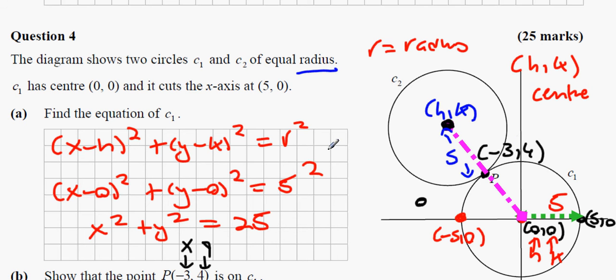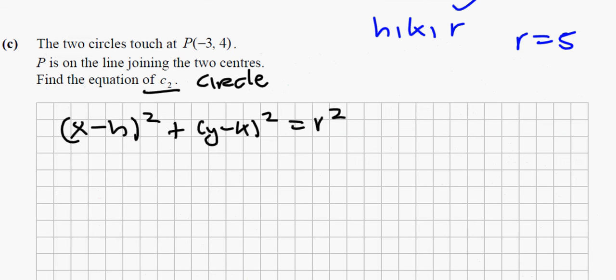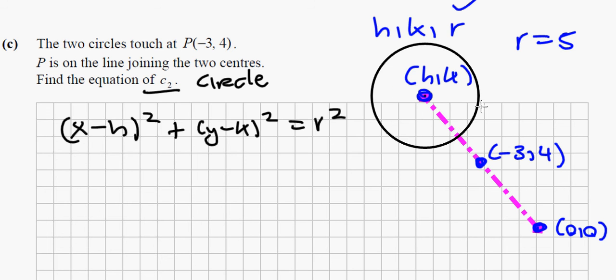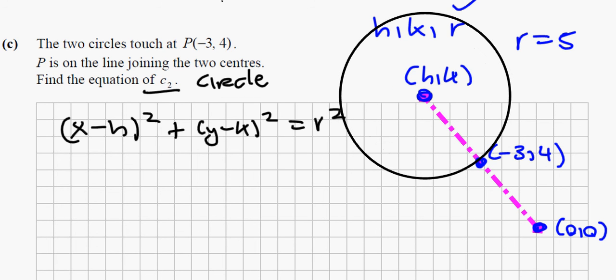Alright, so what I know is that there's a line that joins both of them to each other. Okay, and the center of the circle is 0, 0. Then halfway up, it's going to be minus 3, 4. And then it's going to go the same direction up and turn into h, k, which is the center of the second circle. Okay, so basically this is what's going on here.